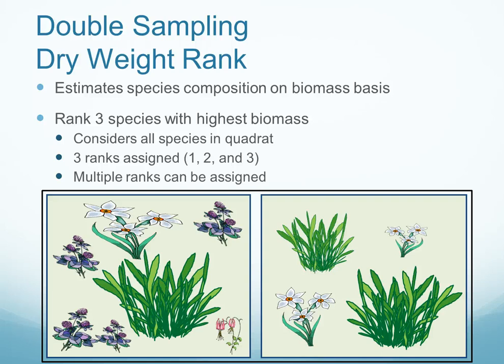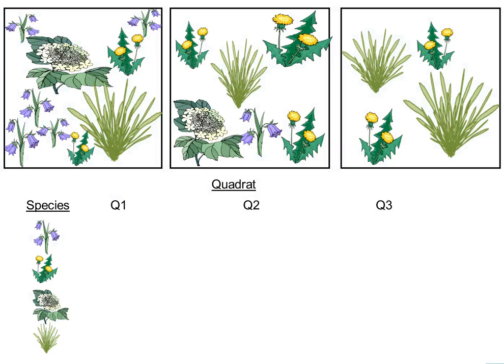In this method, within each quadrat, we rank the 3 species with the highest amount of biomass. So it considers all of the species in a quadrat, and you rank the top 3. Even if there's 12 species in the quadrat, you still only rank the top 3. It assumes that there are going to be 3 ranks assigned, and so if you do have a quadrat that only has 1 or 2 species, you can assign multiple ranks. So let's see how this works.